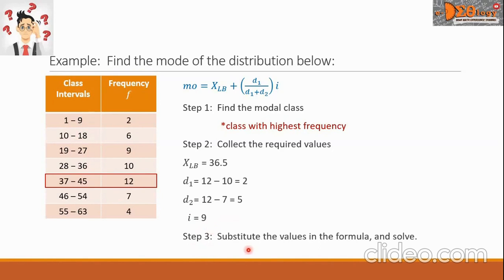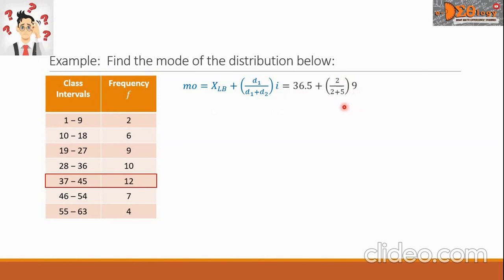Going to step 3, let us substitute the values in the formula and solve. So we have now X sub LB is 36.5 plus D sub 1 over D sub 1 plus D sub 2, which is 2 over 2 plus 5. And then the fraction is multiplied by I, which is now substituted by 9.